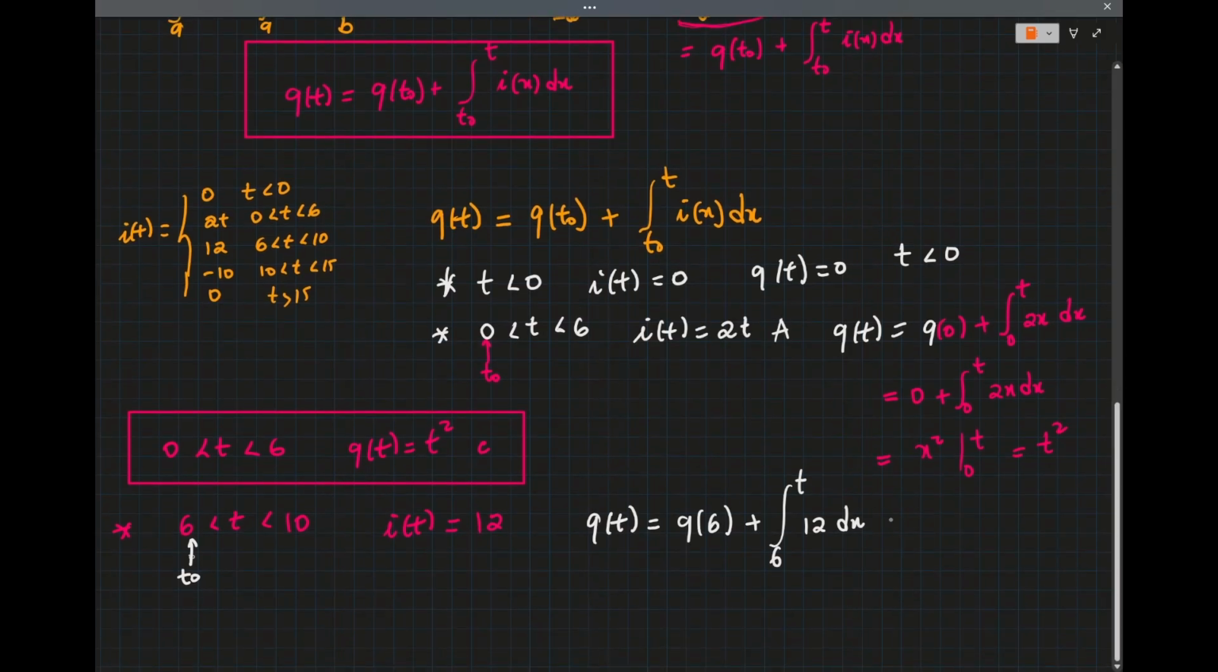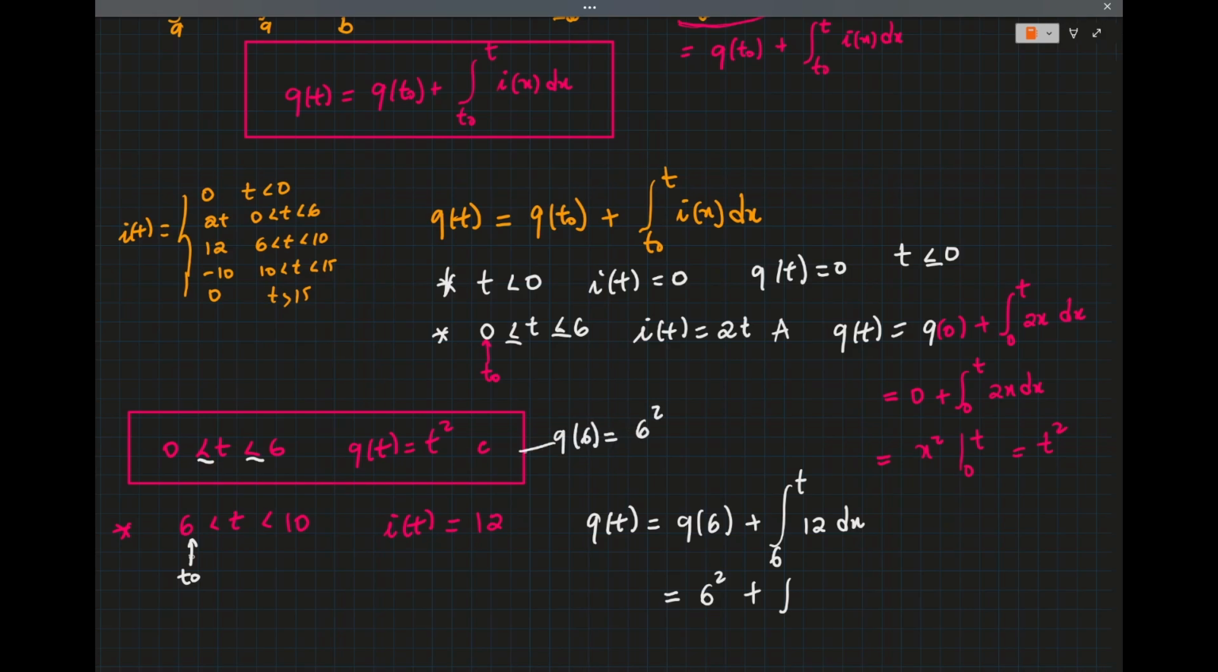So when we integrate, what is Q of 6? Q of 6 is, we know that Q of t, right? So if you like, I can close this, we could close it, right? That's all equal to 0. So Q of 6 will be 6 squared plus integral, because Q of t equals t squared. So Q of 6 here is 6 squared, right, from here. Right, so 6 to t, 12 dx.